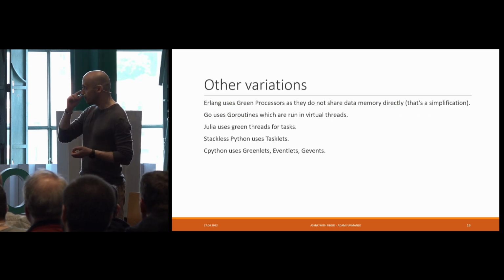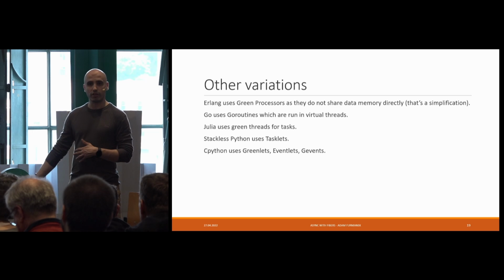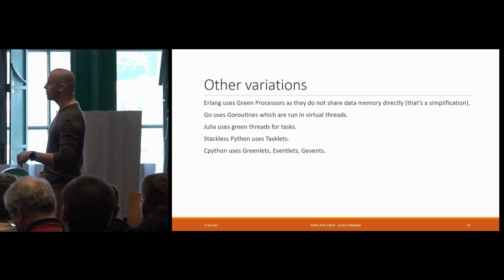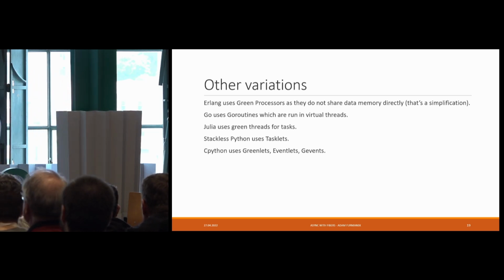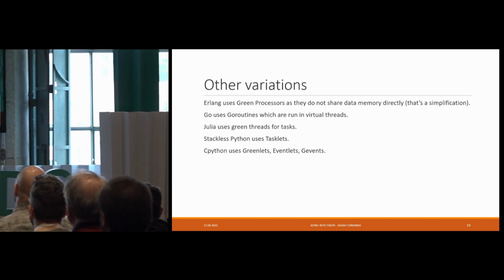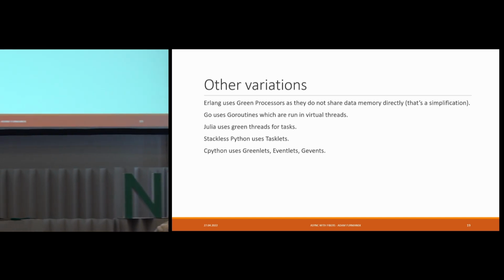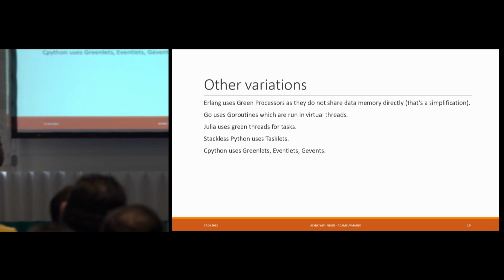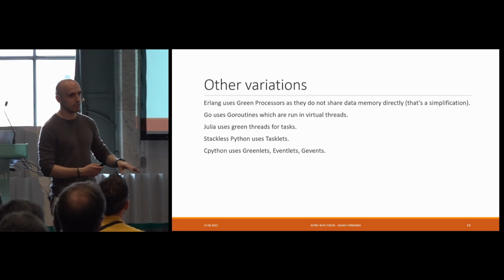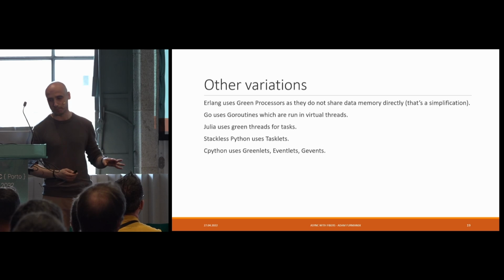But that's the idea. There are obviously different variations of this concept, depending on the language. Erlang uses green processes because they do not share the memory. Julia uses something different, Python uses tasks. Generally, it's the same concept, but there are details in implementation.